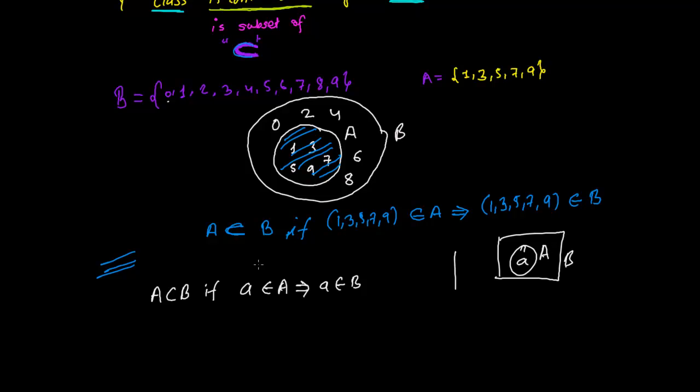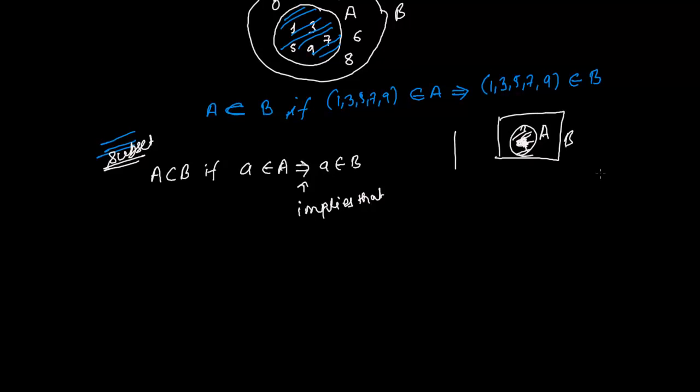So to define subset, in many books you can see this: A is a subset of B if a is an element of set A. In this set A, there is a, this is small a. Implies that, this symbol is read as implies that, a is also an element of B. This is what subset is about. I hope you understand what a subset is.